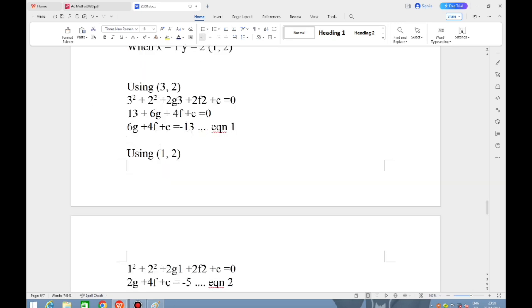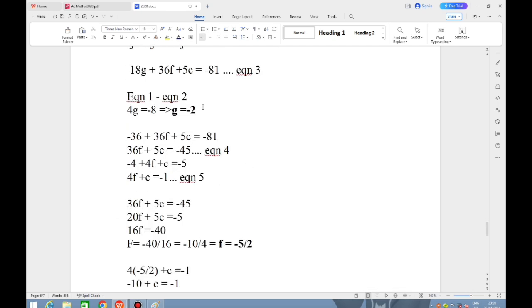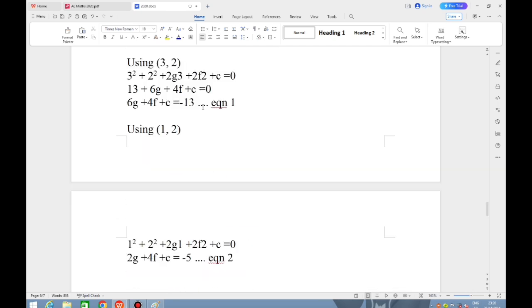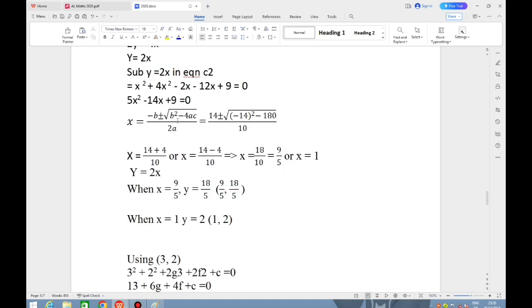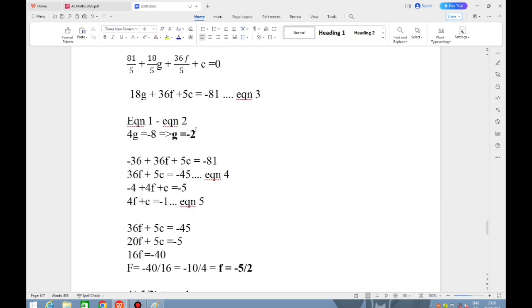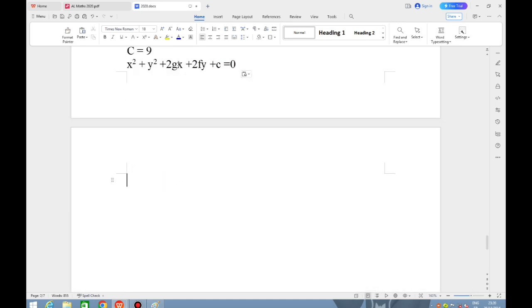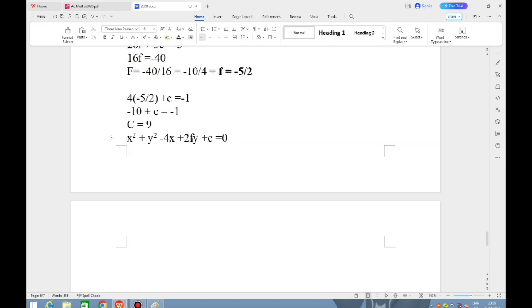So Control C and Control V. The value of g we got was g is equal to -2 and f is equal to -5 on 2. Substituting here, g is equal to -2, so that's going to give us -4. And f is equal to -5 on 2, times 2, is equal to -5y, so minus 5y, and c is equal to 9.